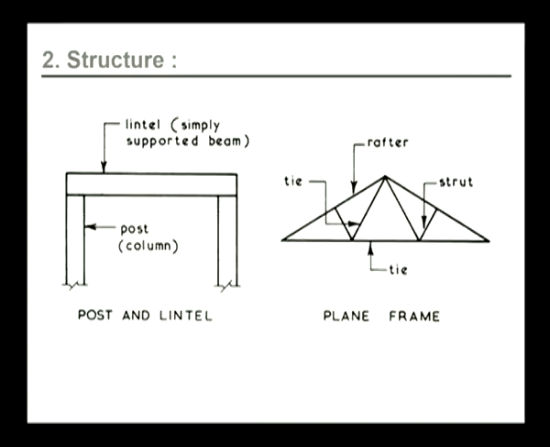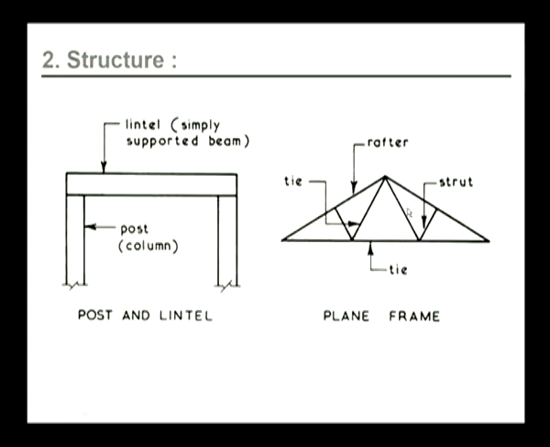In this we see there is a lintel that can be a simply supported beam, and then there are two posts. So what happens is when the load is applied here, it is further transferred to the vertical members, that is, those vertical members are called the posts, or we also call them columns. In this frame, this is a frame structure.